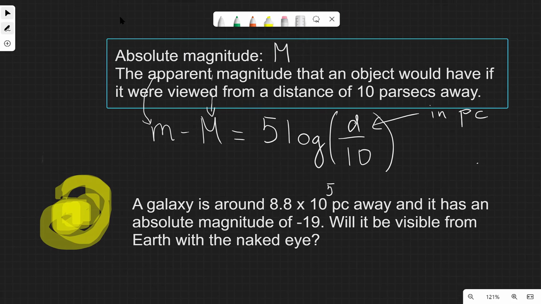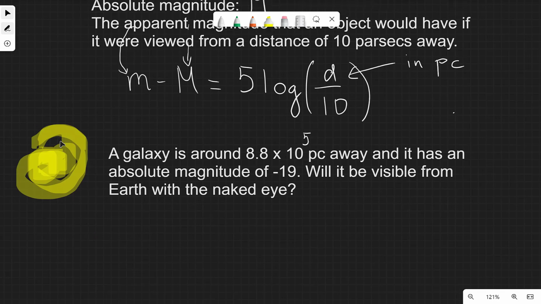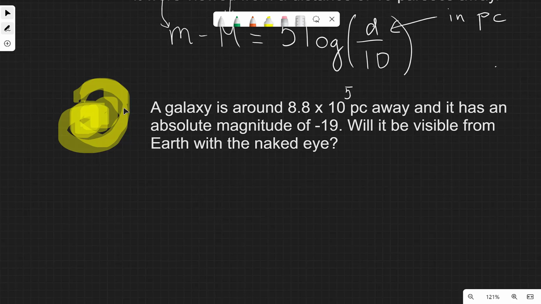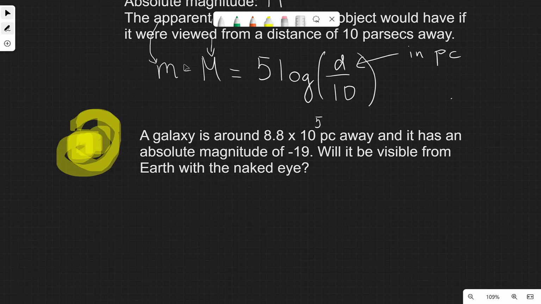Well, let's apply this equation here to a little example to make sure that we really understand this. We have a galaxy, there it is, of around 8.8 times 10 to the power of 5 parsecs away, and it has an absolute magnitude of negative 19. Now, will it be visible from Earth with the naked eye? Now, my plan here is to find its apparent magnitude, then see how it compares on the scale.